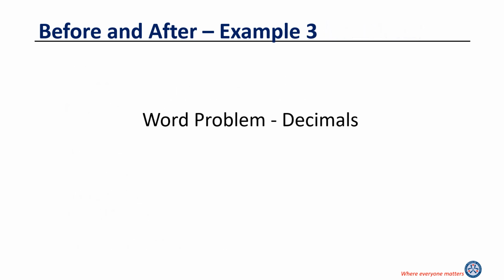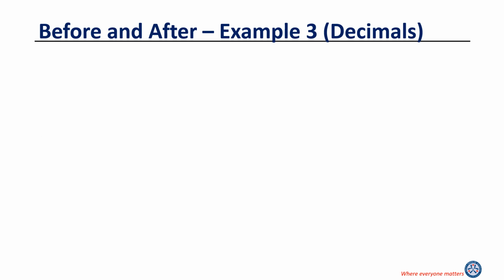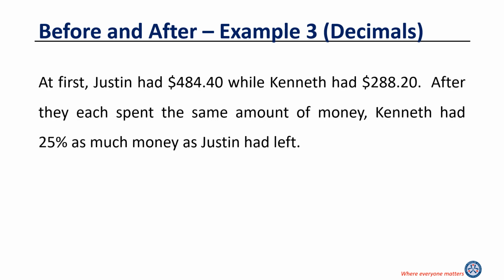The third example we have is on decimals. Let's read the question. At first, Justin had $484.40, while Kenneth had $288.20. After they each spent the same amount of money, Kenneth had 25% as much money as Justin had left. How much did each boy spend?